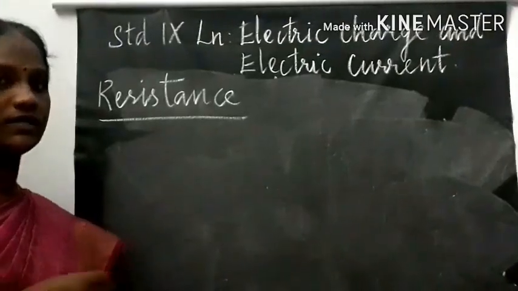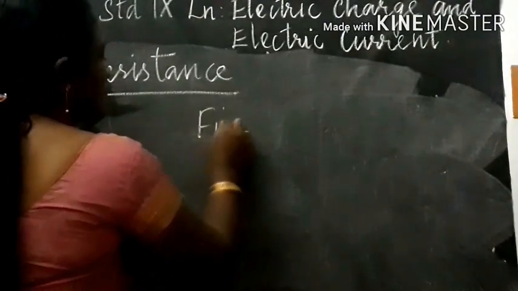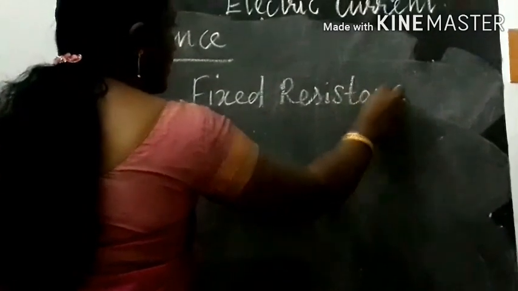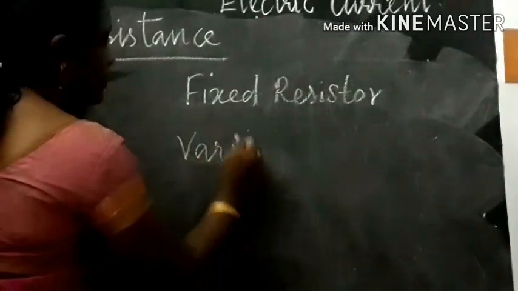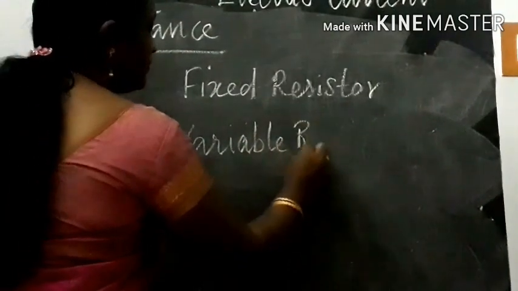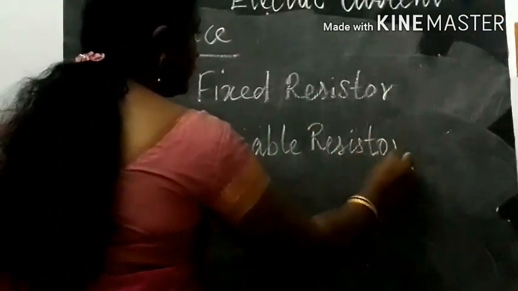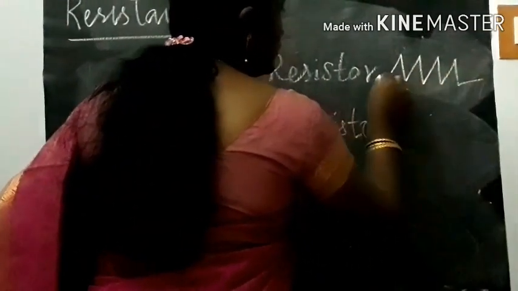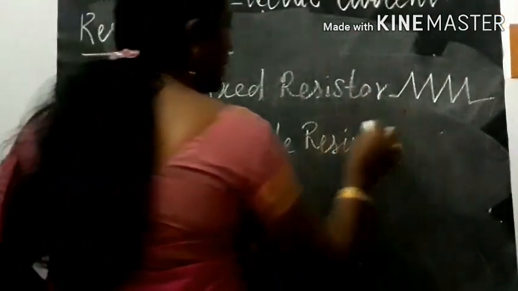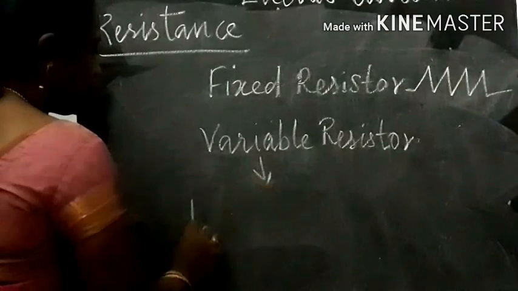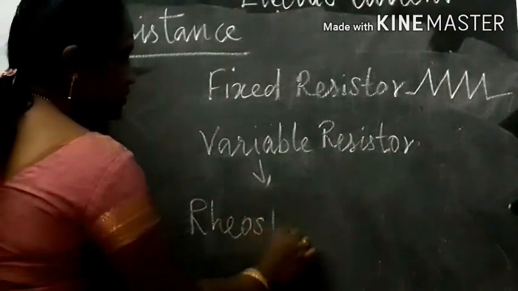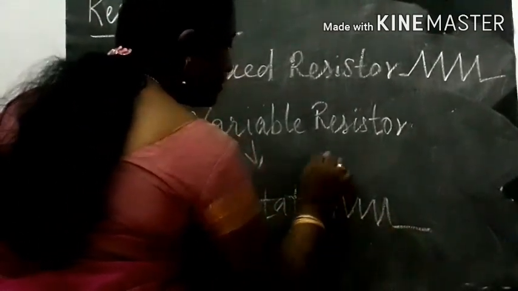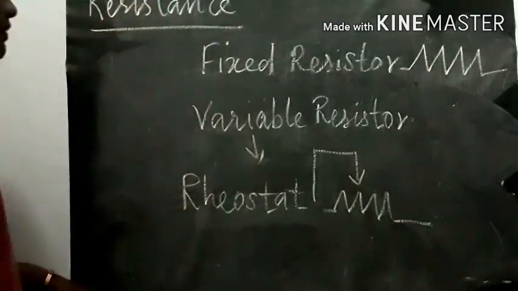There are two types of resistors: fixed resistor and variable resistor. This is the symbol for a fixed resistor, and a kind of variable resistor is called a rheostat. So this is the symbol for a rheostat.